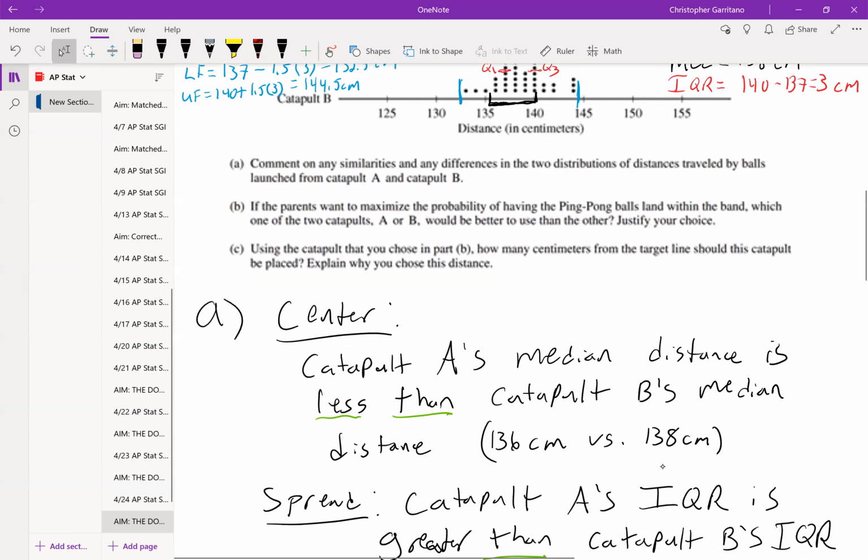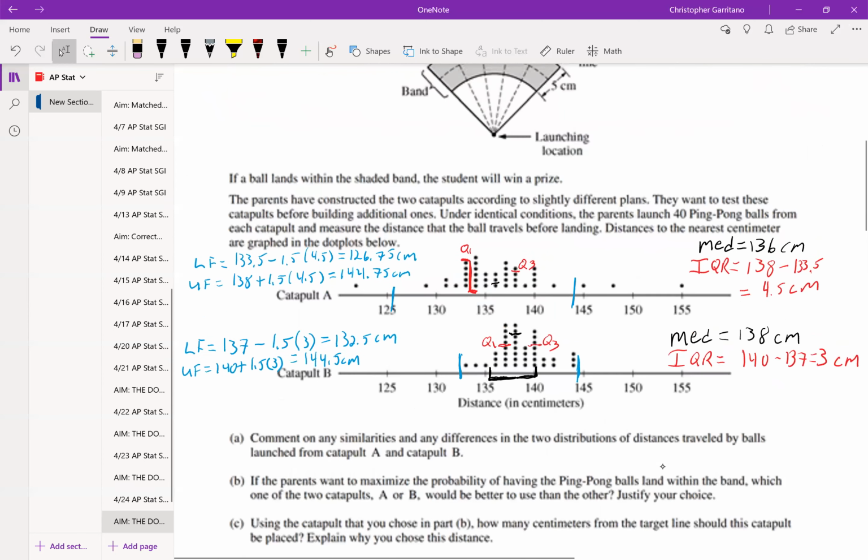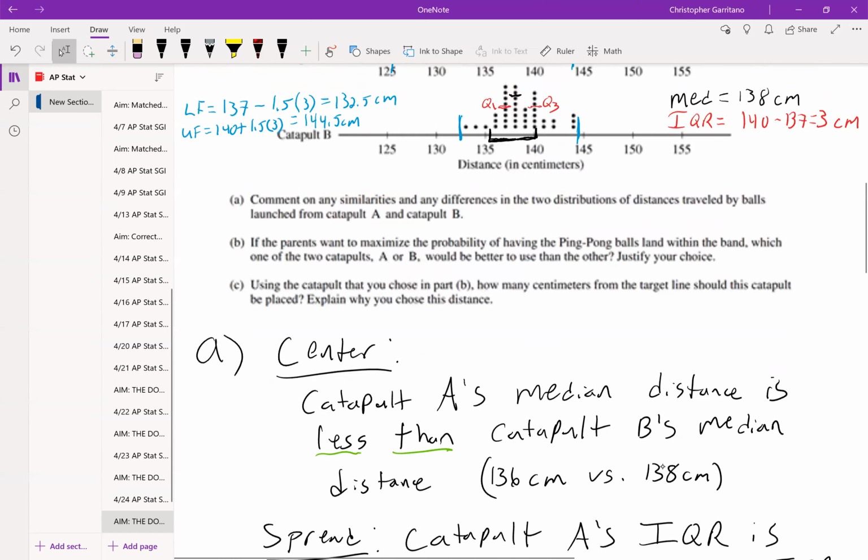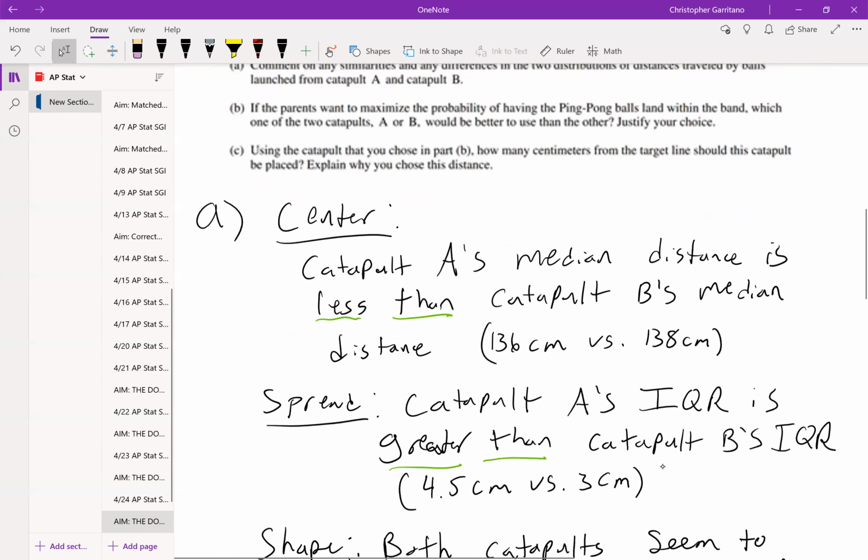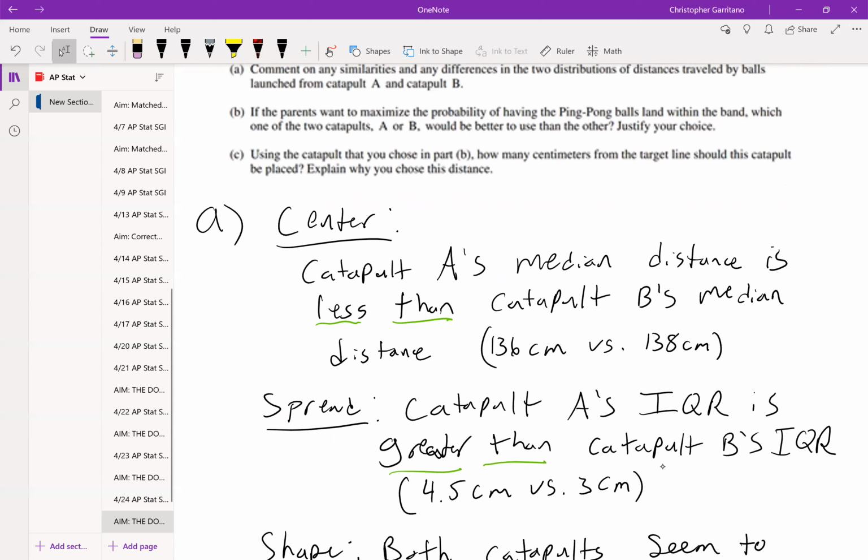Going on to spread. I decided to use the IQR, although since both of these distributions are fairly symmetric, using the standard range would have been fine as well. But I said for spread that catapult A's IQR is greater than catapult B's IQR. And once again, I listed the exact quantities, 4.5 centimeters versus 3 centimeters.